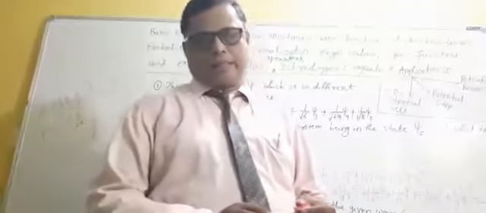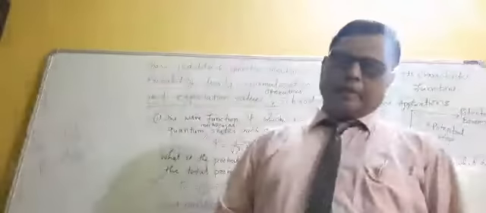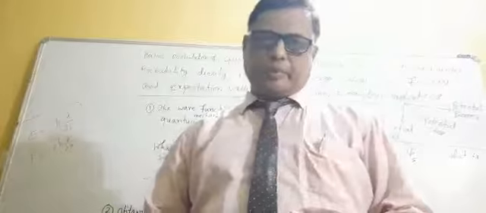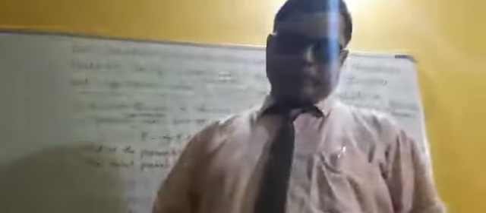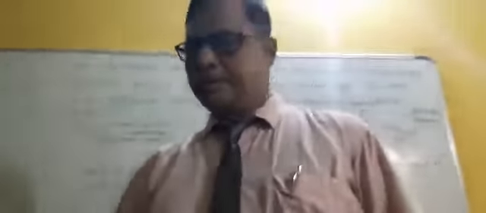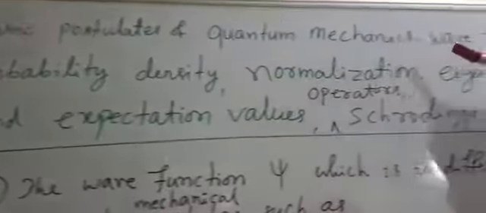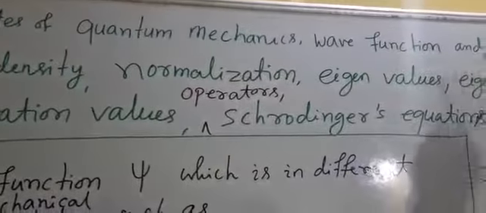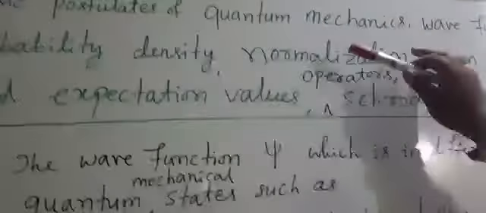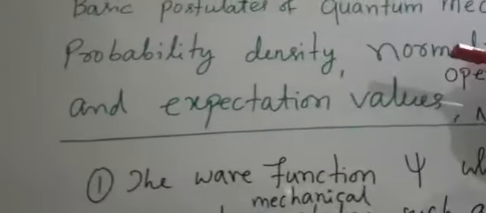Dear students, last class we discussed Heisenberg's uncertainty principle, its applications and problems. Today we will discuss some problems related to these topics. You have the basic postulates of quantum mechanics, the wave function and its characteristics. These theories we discussed last month.